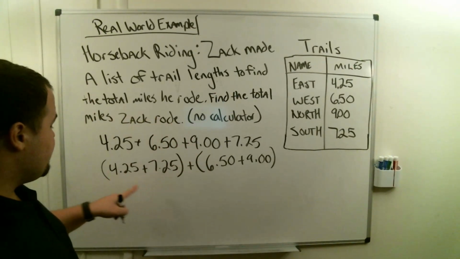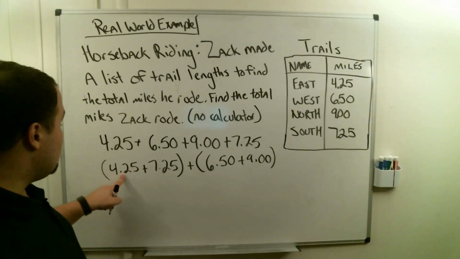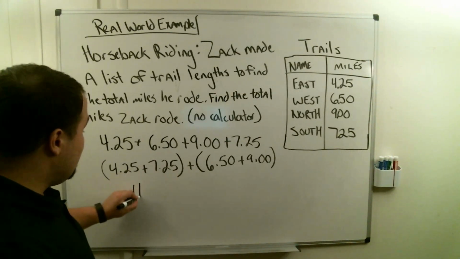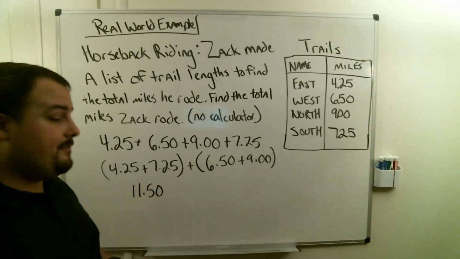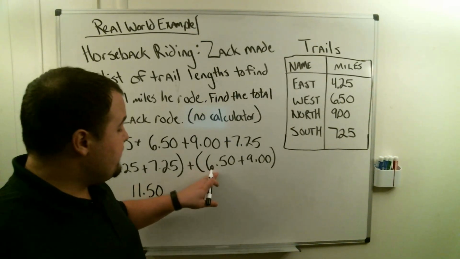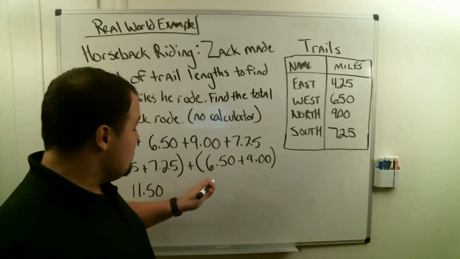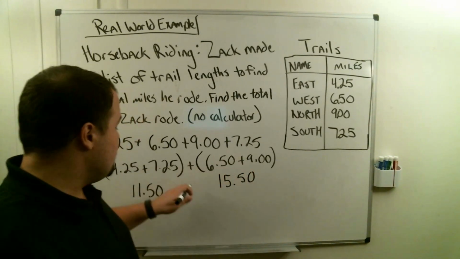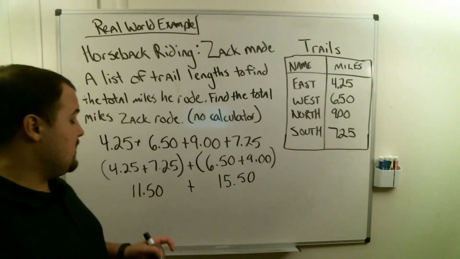Now I can actually solve this. Well, I know that 4 plus 7 is 11. 25 cents plus 25 cents is 50 cents. So this would be 11.50, which means that that's 11.5 miles. Here, I have 6 plus 9, that's 15. 15 plus 50 cents is 15.50 miles. So what I'm really adding is I'm adding 11.50 plus 15.50.